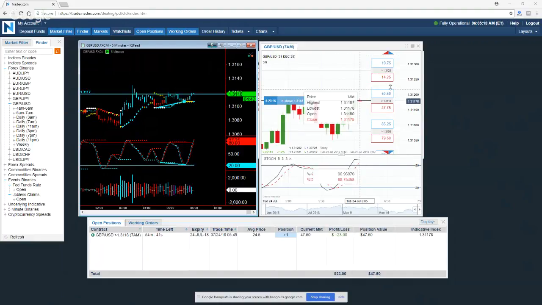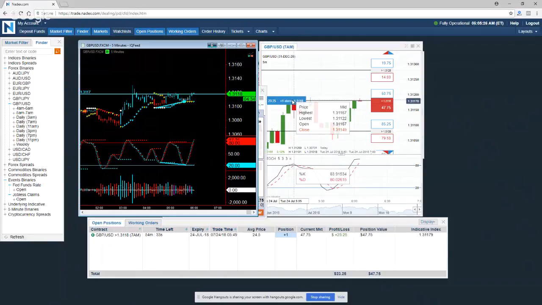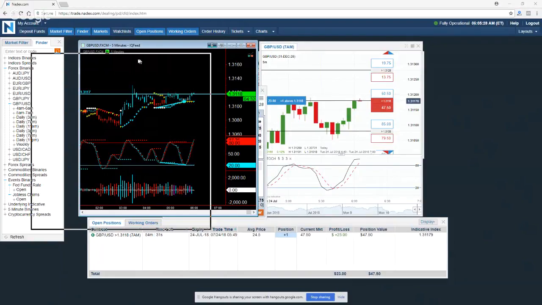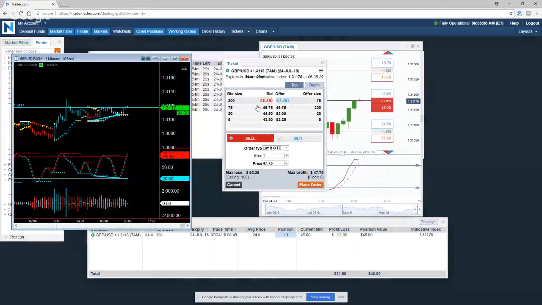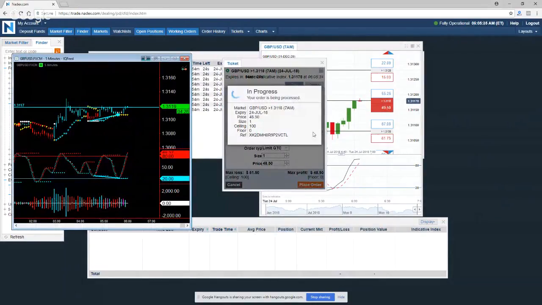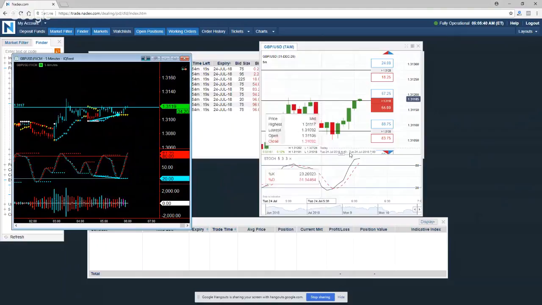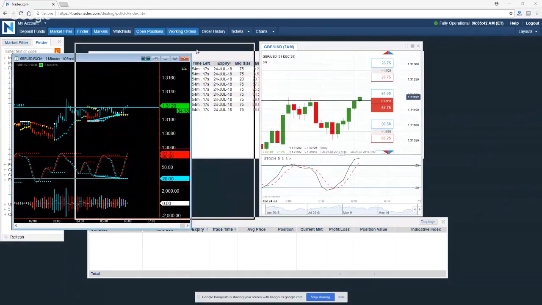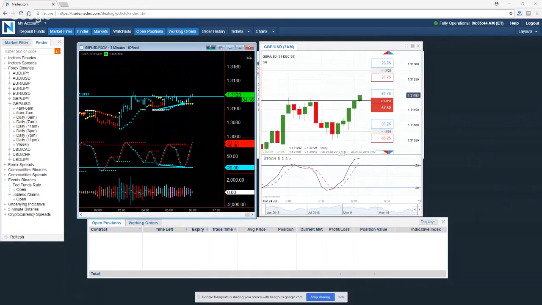And I'm probably going to exit this because the stochastics here is turning. So I'm going to go ahead and exit the trade. And we'll sell it at 48.50. But again, that was a 15-minute trade off of hidden divergence, and you were able to make a little over a 1-to-1 risk to reward ratio.